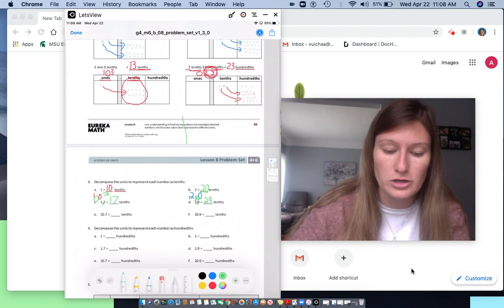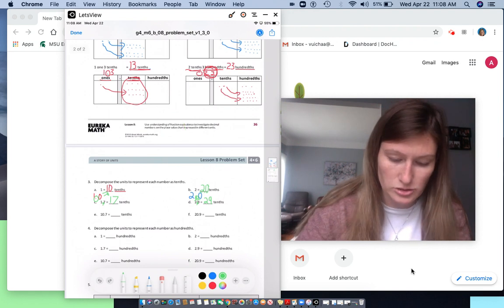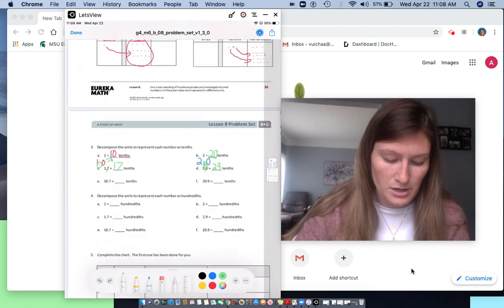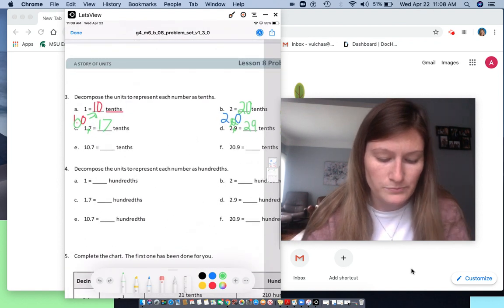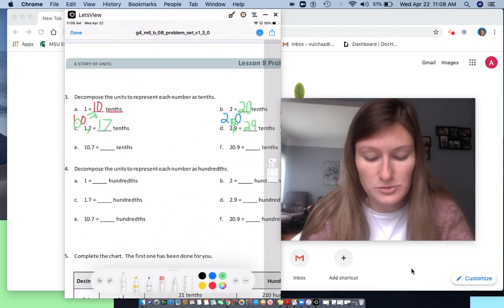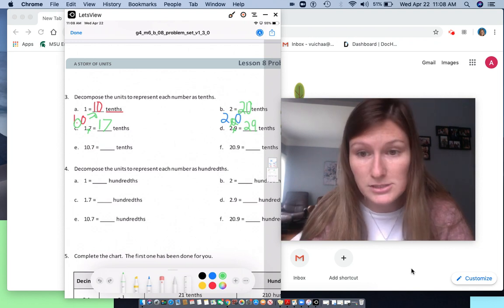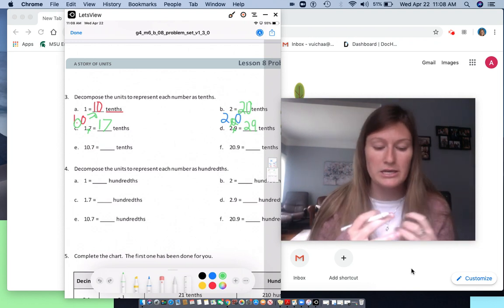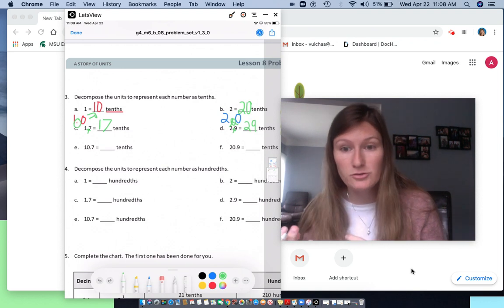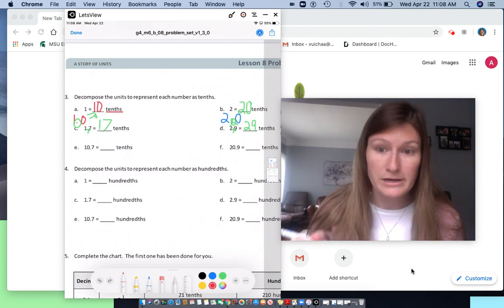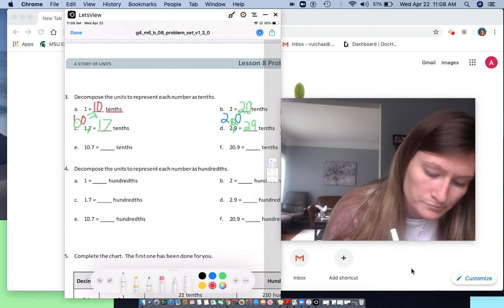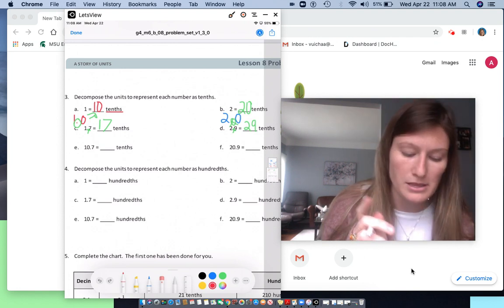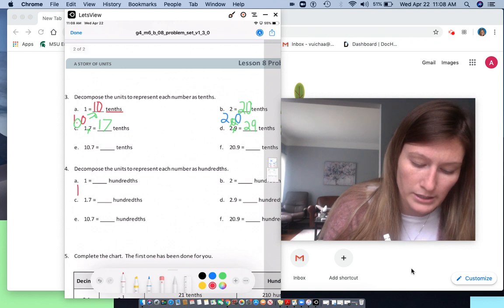Or, of course, you can go back and you can do the place value chart and move your place value disk. Okay, so number 4, decompose the units to represent each number as hundreds. So remember, hundreds, not tenths, hundreds. So 1 equals how many hundreds? Well, again, now we're going to write our decimal for 1 as this. So 1.0.